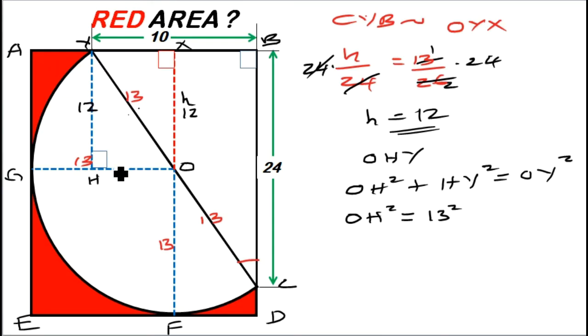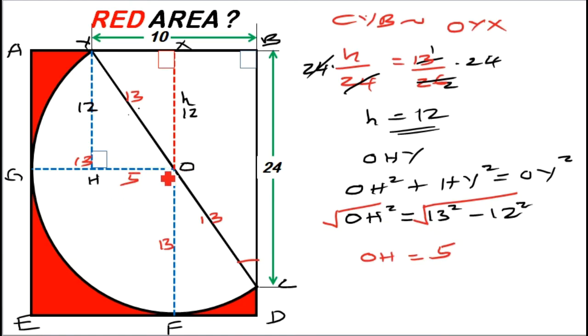Then HY squared is going to be now minus 12 squared, because HY squared was on this side. When you take it on the other side of the equation, it becomes minus. Now for you to get OH, you simply look for the square root on both sides. So OH is the square root of 13 squared minus 12 squared, which is the square root of 25, which is 5. So it means the length from O to H is 5.